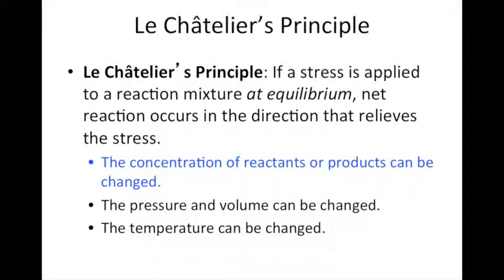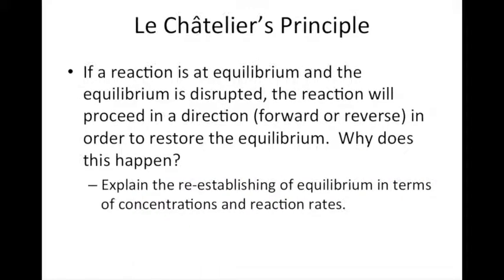In this video, we want to show how changing the concentration of reactants or products disrupts the reaction that is at equilibrium and how that reaction reestablishes equilibrium. So in other words, if a reaction is at equilibrium and the equilibrium is disturbed by changing the concentration of reactants or products, the reaction we know will proceed in the direction in order to restore equilibrium.